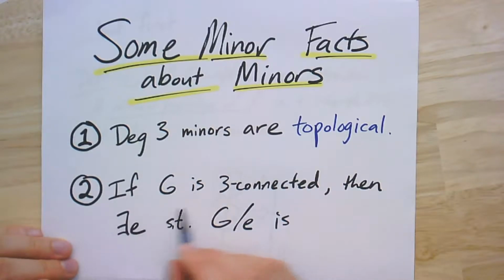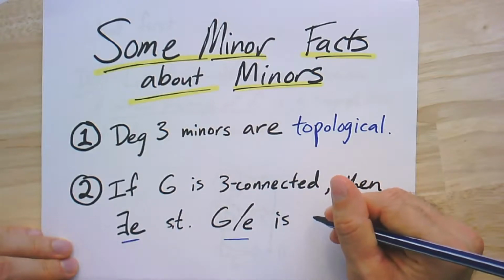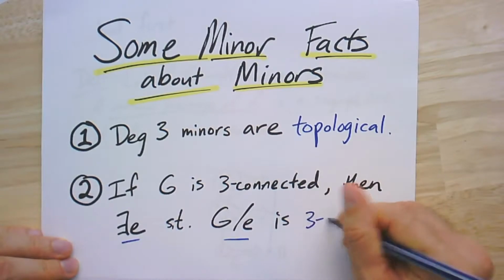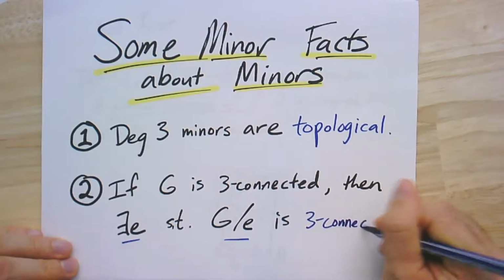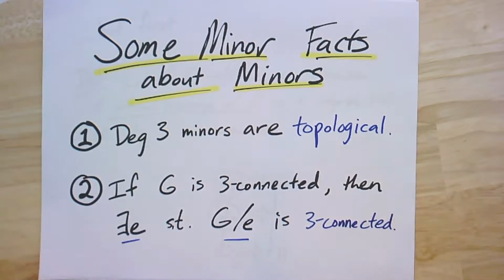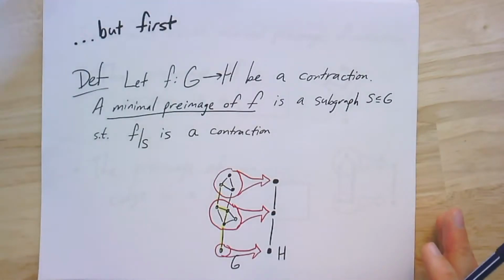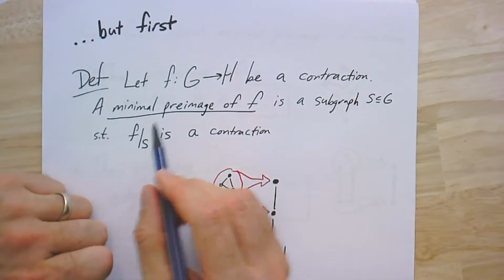The second one is that if G is 3-connected, then there is some edge in the graph such that if I contract that edge, I get, in the end, a 3-connected graph. All right, so these are our two big facts for today, but in order to get into them, first we're going to learn a new concept, something I call a minimal preimage of a contraction.